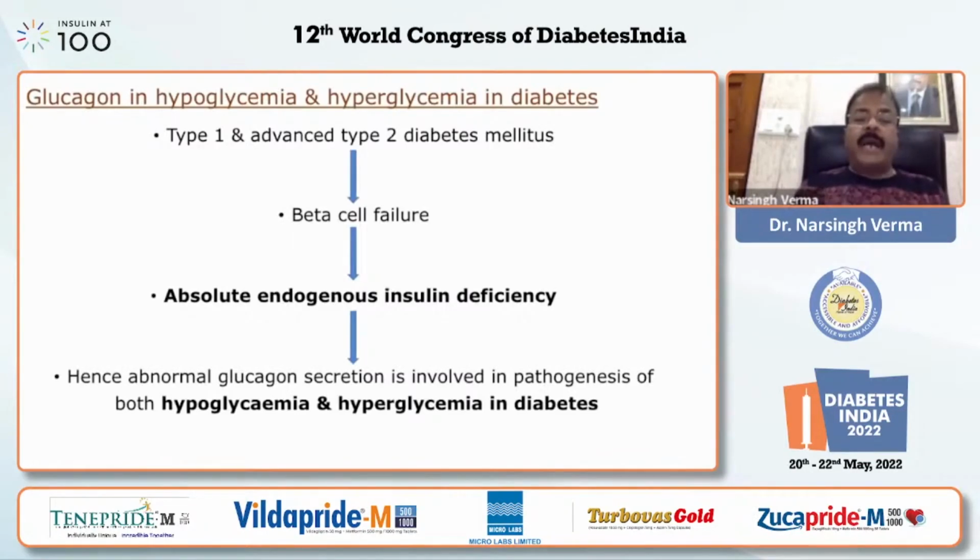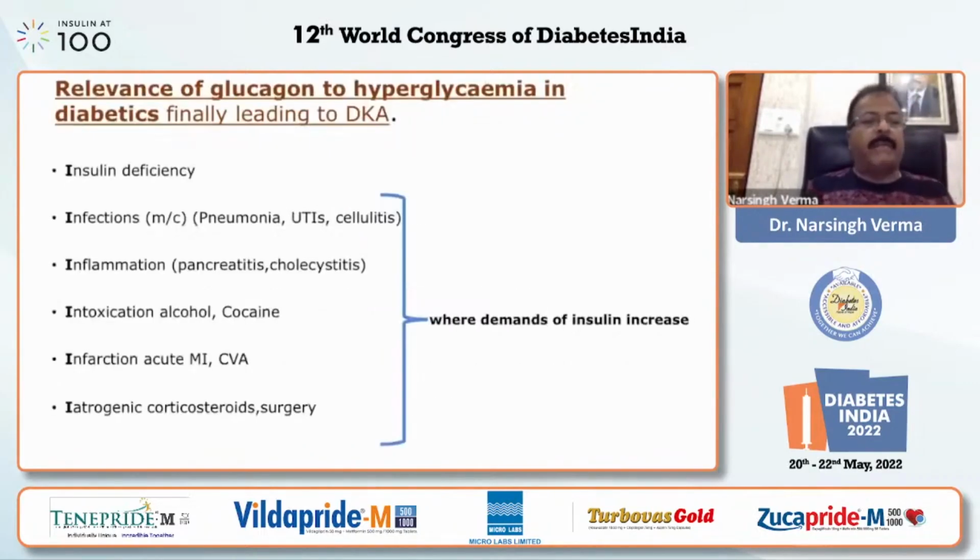Glucagon in hypoglycemia and hyperglycemia in diabetes. In type 1 and advanced type 2 diabetes mellitus, there is beta cell failure, and that is responsible for absolute endogenous insulin deficiency. And when there is absolute endogenous insulin deficiency, abnormal glucagon secretion is involved in the pathogenesis of both hypoglycemia and hyperglycemia in diabetes. So glucagon behaves differently when insulin is available and when it is not available.